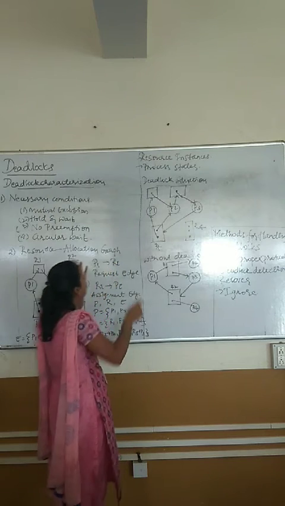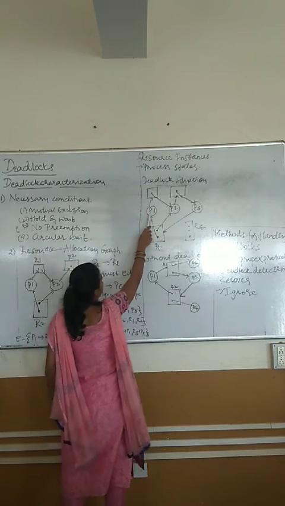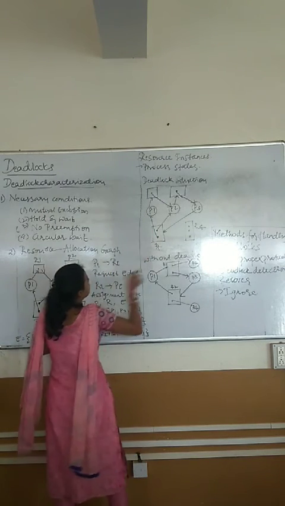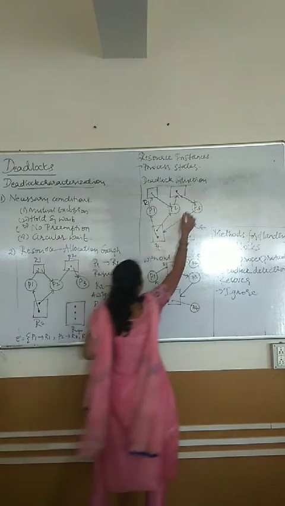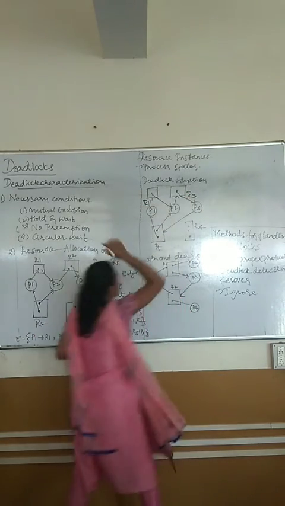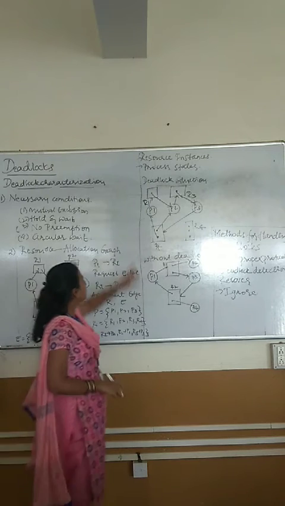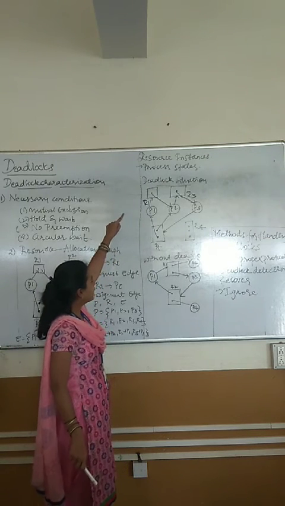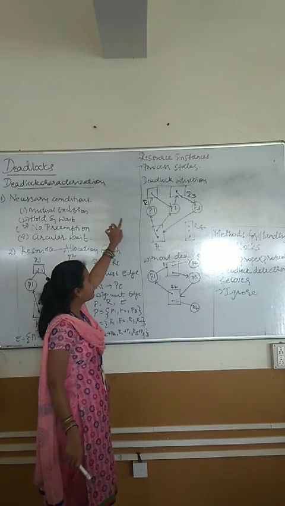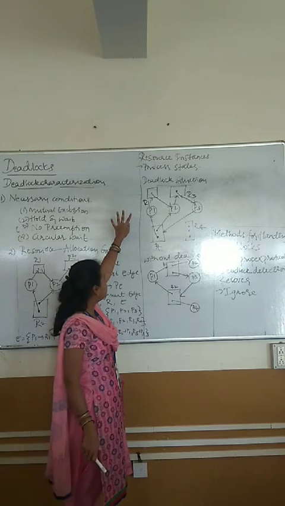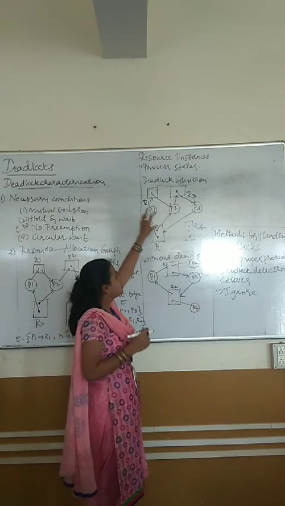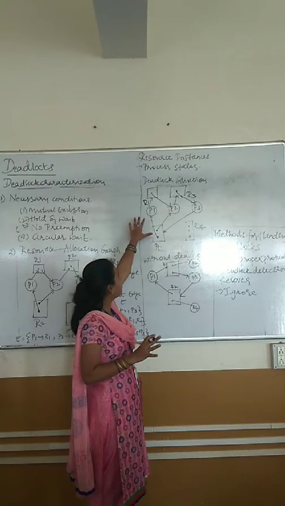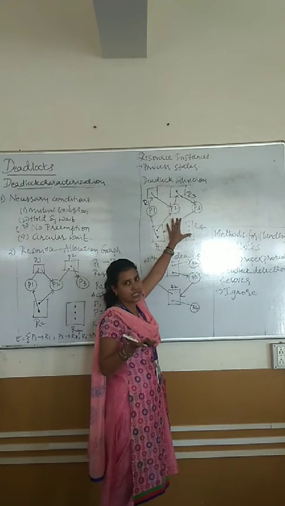Now, what about this graph? P1, R1, R2, and let me take this as resource R3. In this one, P1 is requesting the resource R1. That resource R1 is present with P2. So P1 will be waiting for the resource which is present with P2.